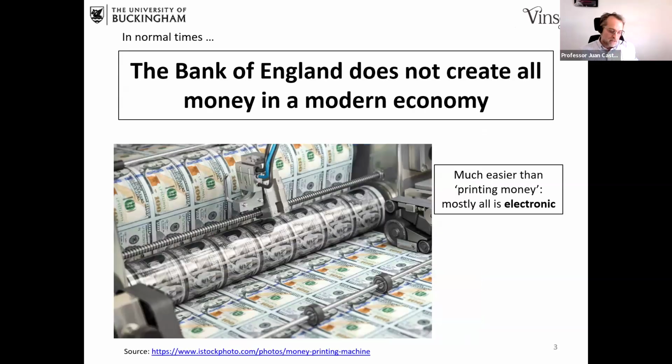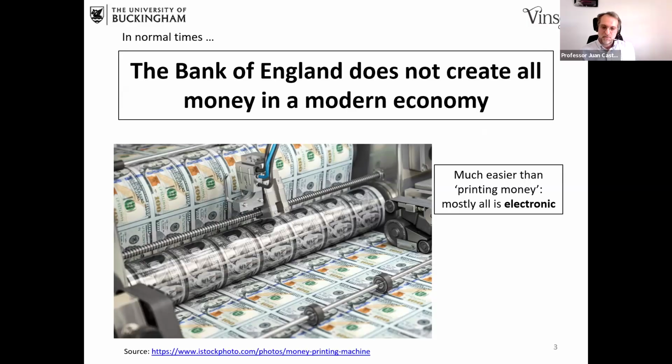In normal times, the Bank of England does not create all money in the economy, only a tiny fraction of it. Does it mean that the Bank of England has no power or no influence as regards the amount of money in the economy? No, it doesn't. It has a great influence on how much money there is in the economy, but it doesn't create all money in a modern economy.